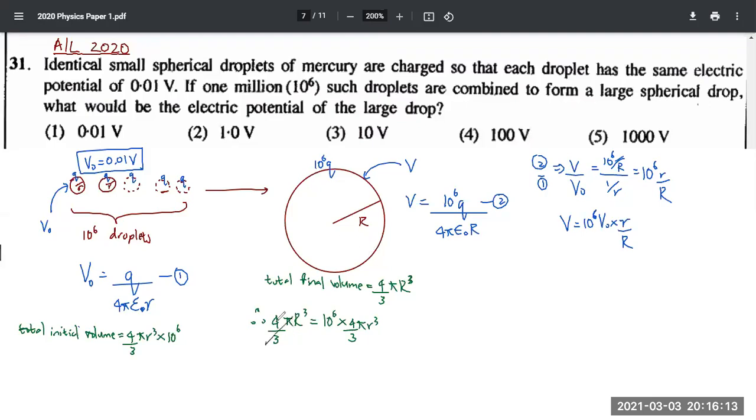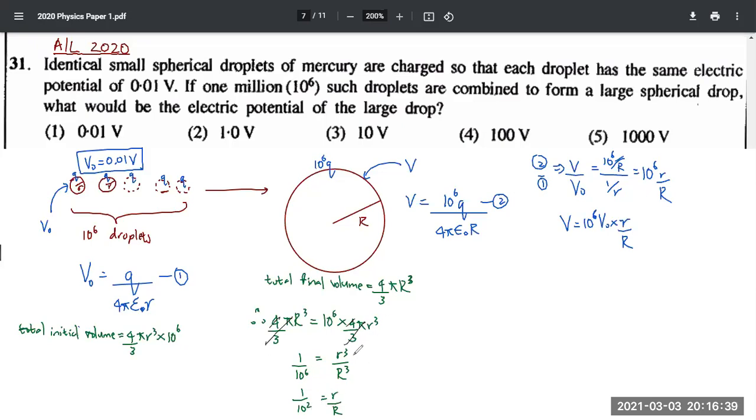So 4 by 3 pi can be cancelled out on both sides, and we need simple R over capital R. So simple R cube over capital R cube is 1 over 10 to the power 6. If you take the cube root on either side, you will get 1 over 10 to the power 2 equal to simple R over capital R.